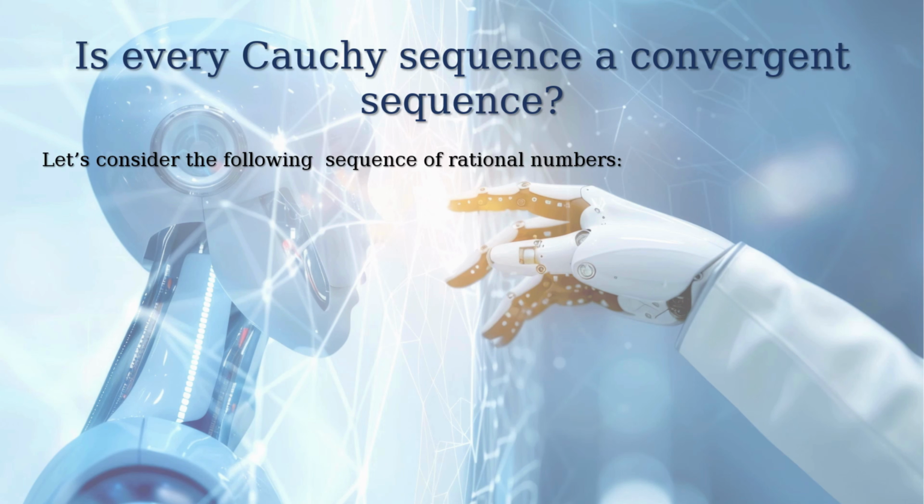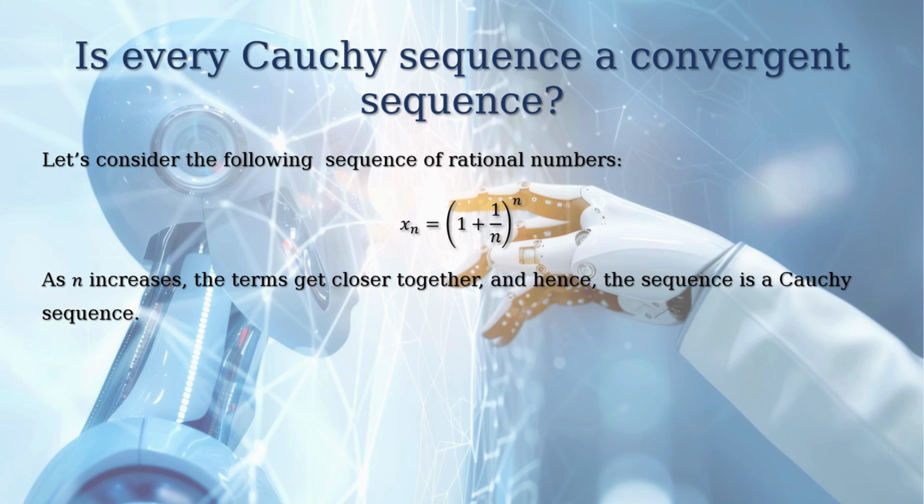Let's consider the following sequence of rational numbers. As n increases, the terms get closer together and hence the sequence is a Cauchy sequence.